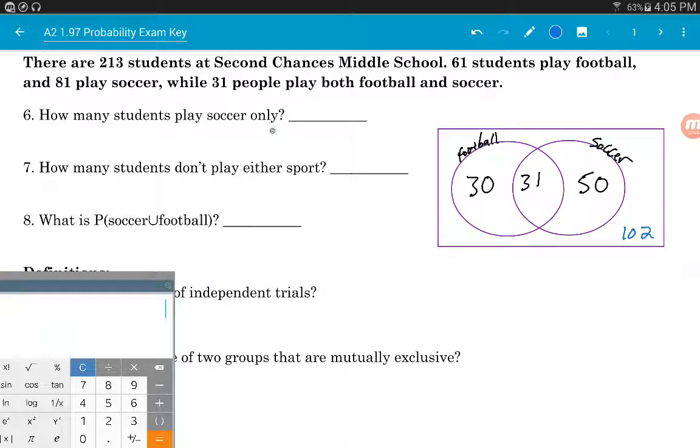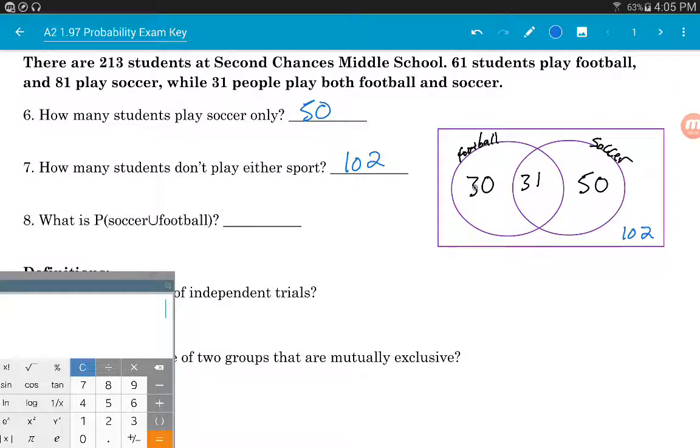Now how many students play soccer only? These. So 50. How many students don't play either sport? 102. What is the probability of soccer or football?